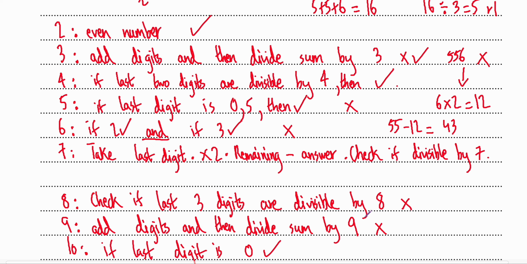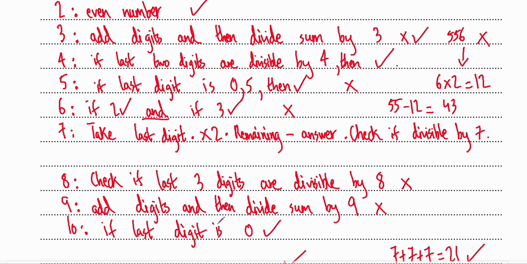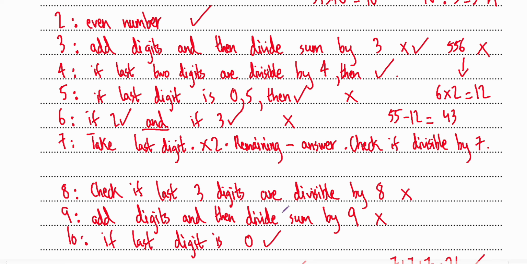For 8, you check if the last 3 digits are divisible by 8. For 9, you add the digits and then you divide the sum by 9 and see if that works. And for 10, if the last digit is a 0, then it works.